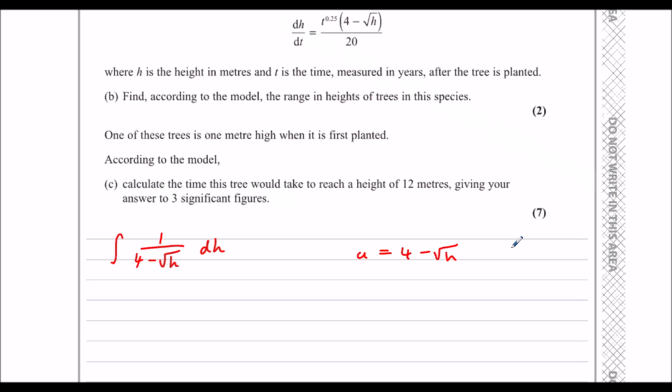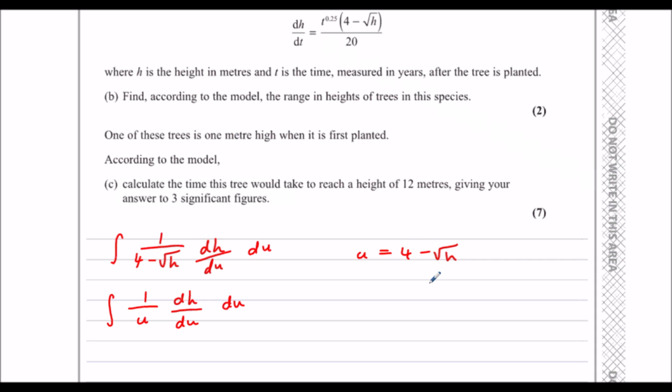So we're going to integrate with respect to u. So we're going to write dh/du du. So we're going to change 4 minus root h to u. So 1 over u times dh/du du. So we need to work out dh/du, and then we can integrate.